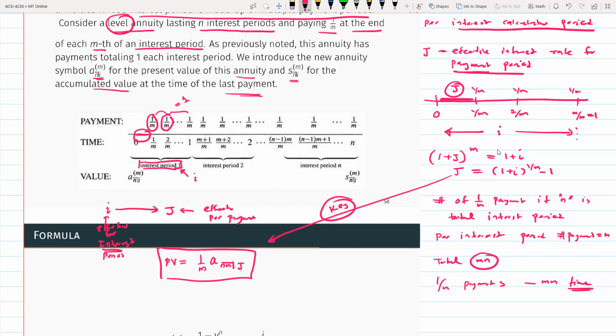So from i you get j, then you can readily use this nice formula to get the present value. Once you know that, you can calculate the future value too. We know what to do: 1 plus j to how many? nm. Okay, so we can get the future value. So that is one approach.